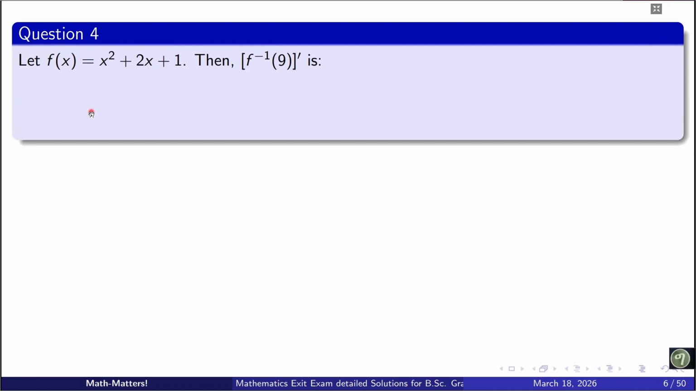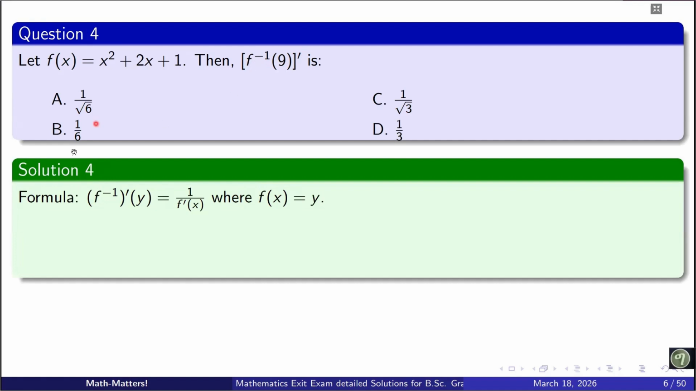Question number 4. Let f of x equal x squared plus 2x plus 1. Then we're asked to find the derivative of f inverse at 9. The alternatives are A is 1 over radical 6, B is 1 over 6, C is 1 over radical 3, and D is 1 over 3. So in order to select the right derivative of the inverse of the given function at this point, we have the formula.